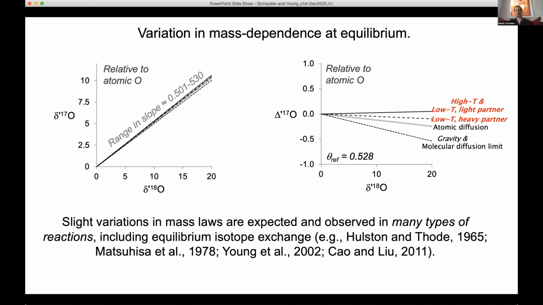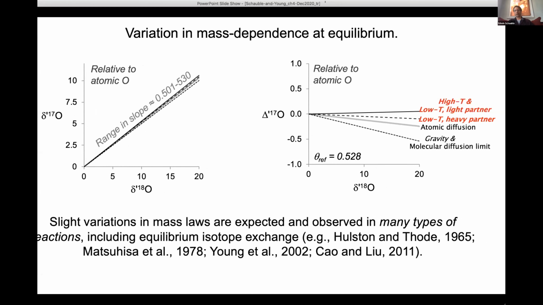And I've blown this up a little bit using the cap delta O17, in this case in per mil, for different types of processes. The ones that are shown in red here, high temperature or low temperature with a light bond partner, have a slope of 0.5305. And then the other limit would be if you have a low temperature equilibrium involving a very heavy bond partner and a strong bond. That turns out to give you about 0.524.